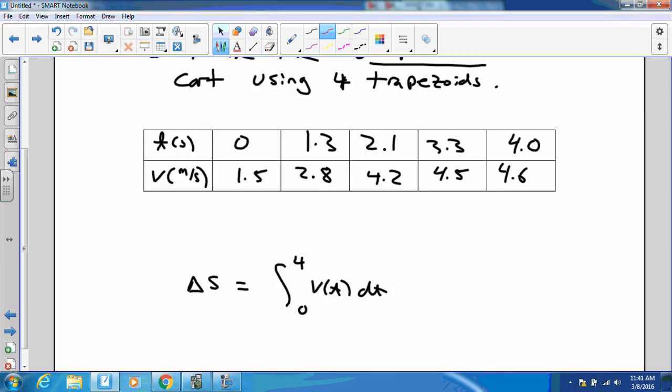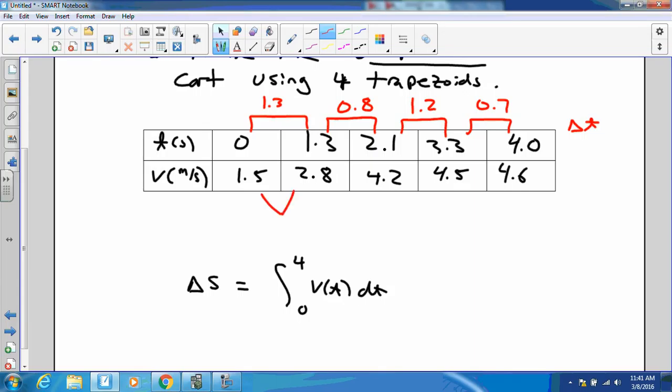So I'm going to march through my data, and I'm going to compute on the top right here the delta t's as the difference in each one of these time intervals: 1.3 minus 0, 2.1 minus 1.3, 3.3 minus 2.1, 4.0 minus 3.3. And I'm going to write those values right there, and I like to write them with a little bracket to indicate that I'm doing a time interval delta t. Does everybody see what I'm doing? Okay.